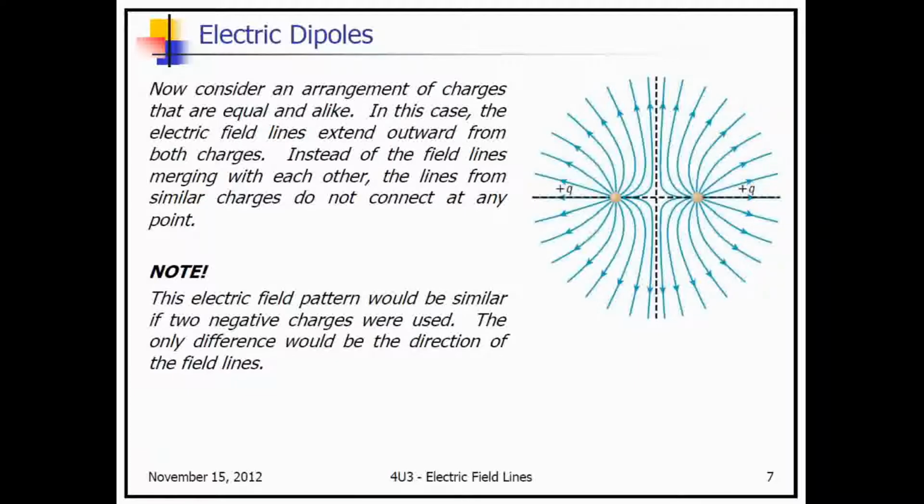You can see that at the point directly in the middle of these two charges in this electric dipole, the electric field at that point is 0. That's because, assuming these Q's are both the same magnitude, the field lines would add up in a vector addition, and one would be going to the left, one would be going to the right, and they would add up to 0. So this is our arrangement of an electric dipole of two like charges.